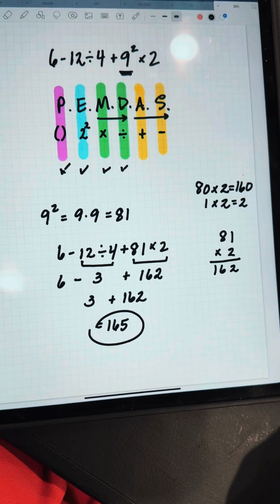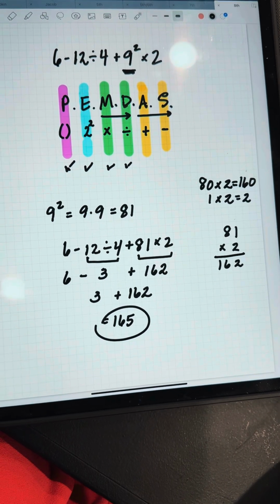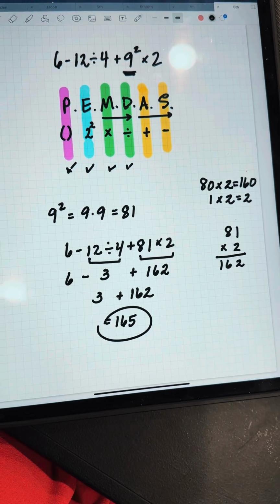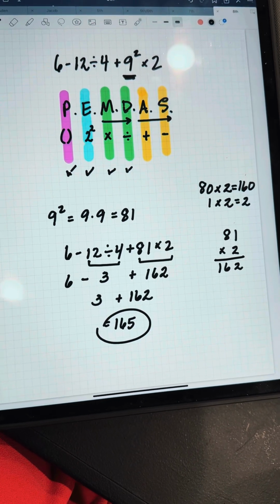So this is one of the units, and these are the topics we'll be covering in this unit. We'll also get into the real number system, and I'll post a video about that next week.